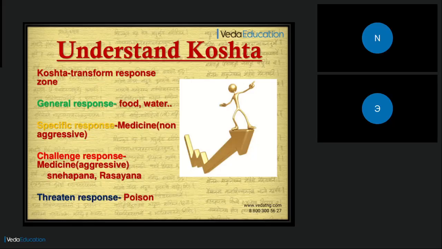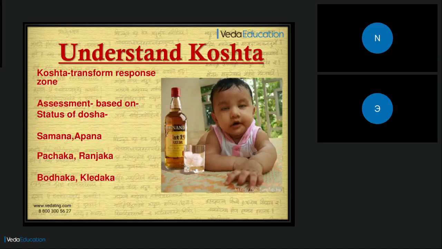This is very important in the context of Samprapti, because in different stages of the disease, you have to choose different things. So we have to assess the situation of the dosha. We have to assess the Samana Vata, Pitta, Kapha, etc. And based on the subdoshas, we'll come to a conclusion.